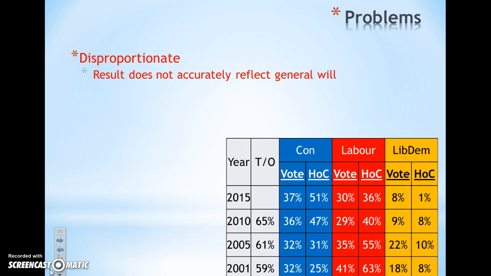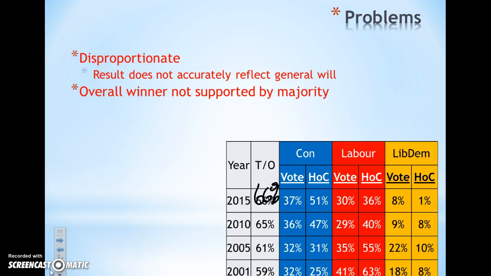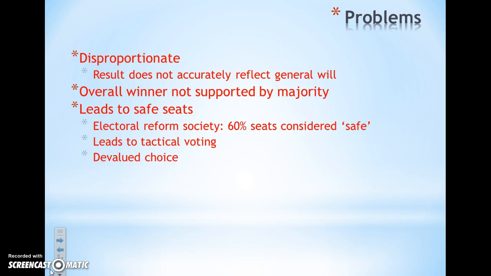It's disproportionate, however. The result does not accurately reflect the general will, and, well, I don't need to spell that out for you, but 66%, there we go. It's clear that the outcome does not reflect the input, and there's something unsatisfactory about that. The overall winner is not supported by the majority, and again, we can see that here. We have got the majority of the people voting against the Conservatives, and yet they're returned with a majority in the House of Commons. It leads to safe seats.